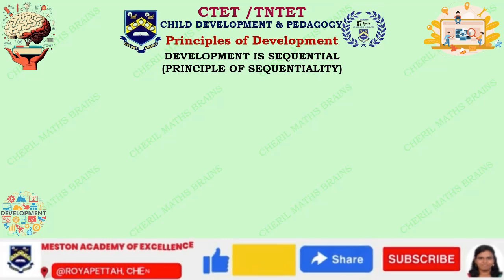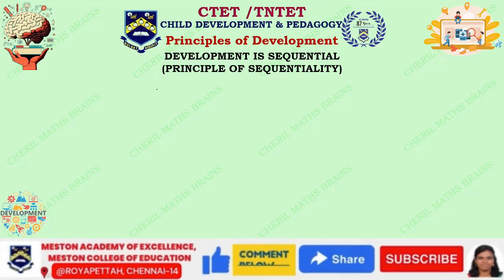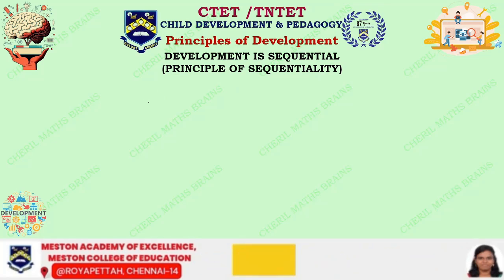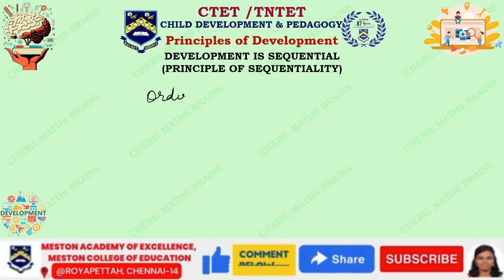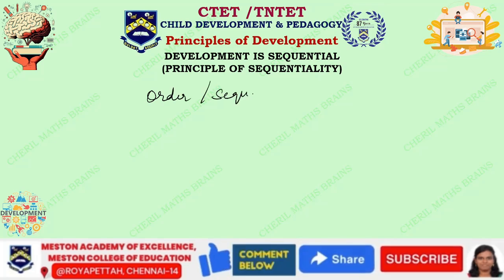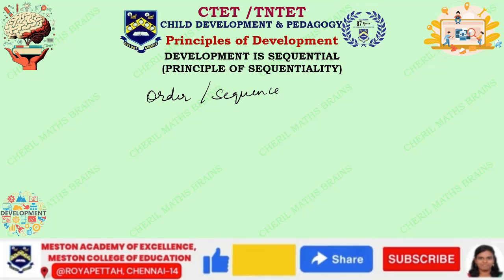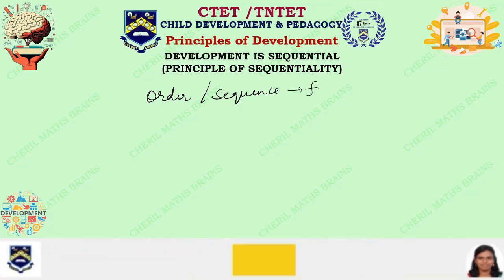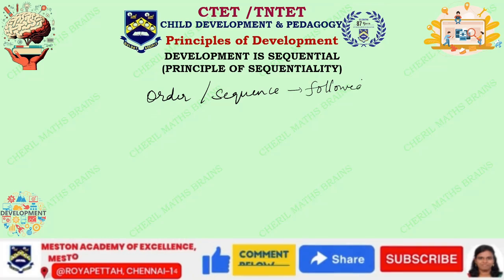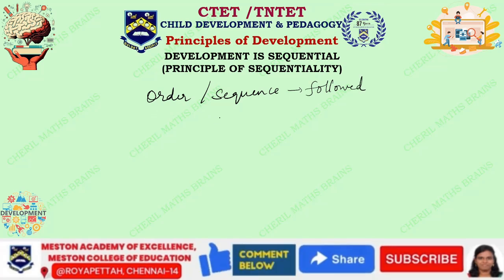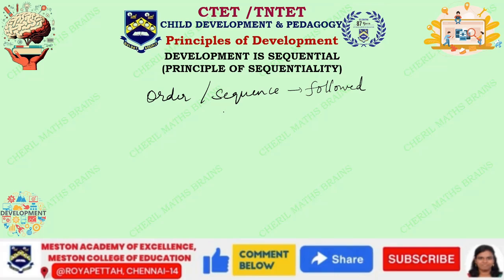The next one is development is sequential. Sequential means stage by stage, step by step. That means it has to follow a certain order, or a certain sequence. Only in that case you can say every individual in his or her behavioral pattern, or the bodily growth, or the intellectual growth, whatever may be, it has to follow a sequence. So when this order or sequence is being followed, then you say that development is sequential, and this is called the principle of sequentiality.